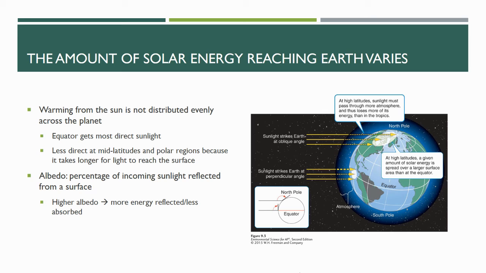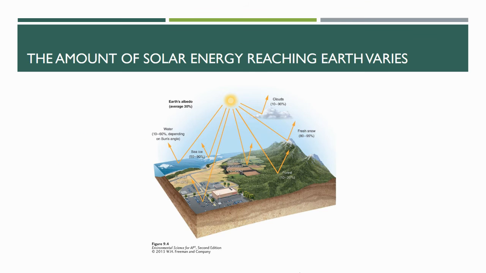Albedo is the percentage of incoming sunlight that is reflected from a surface. If it is higher, we have more energy reflected and less that is being absorbed, which we can see here. Forests are about 10 to 20%. Snow is between 80 and 95%. So you can see there's lots of differences in how much albedo there is for different areas.